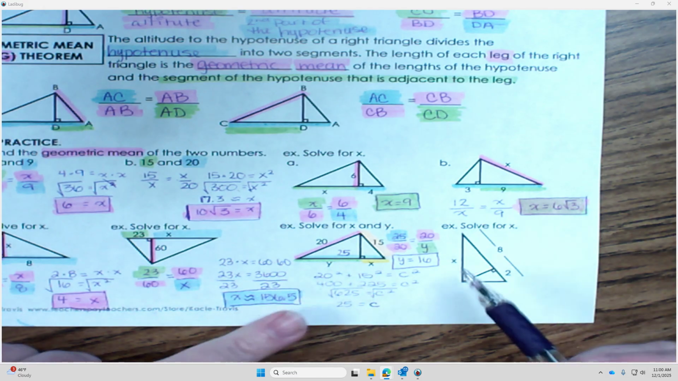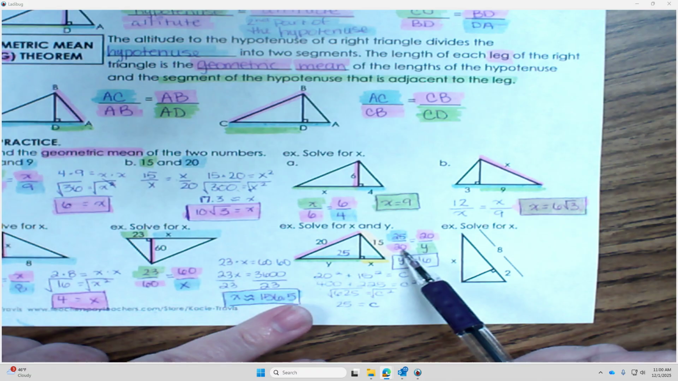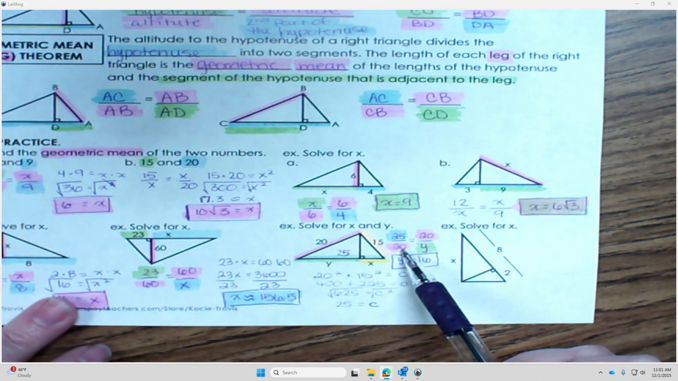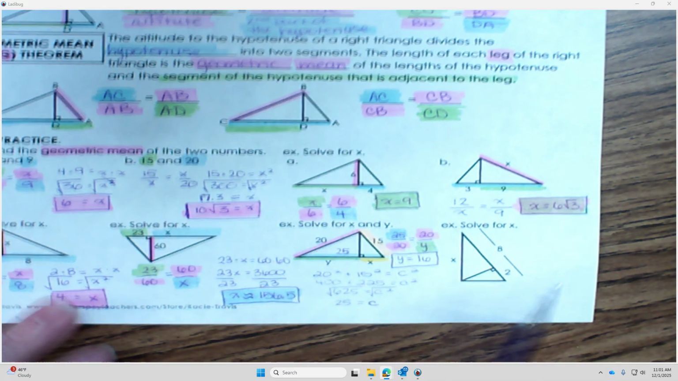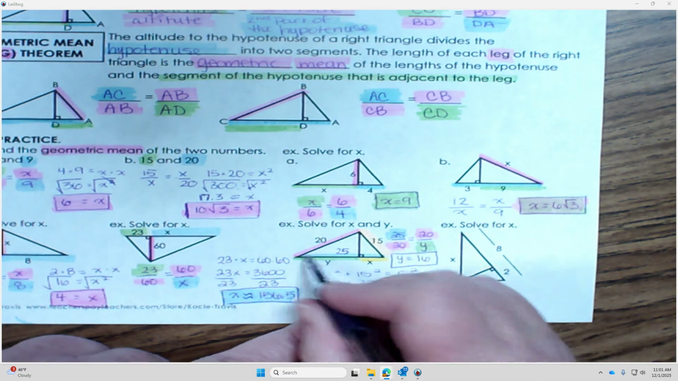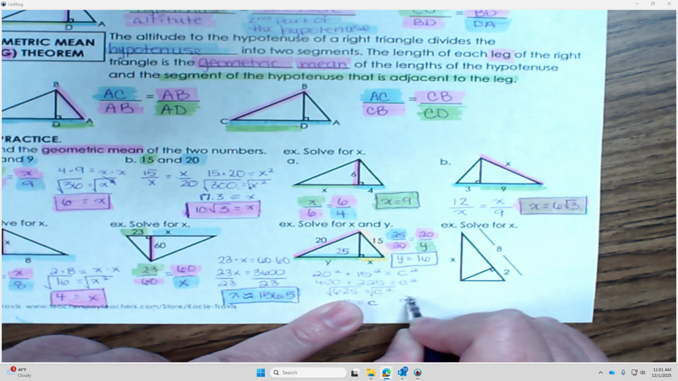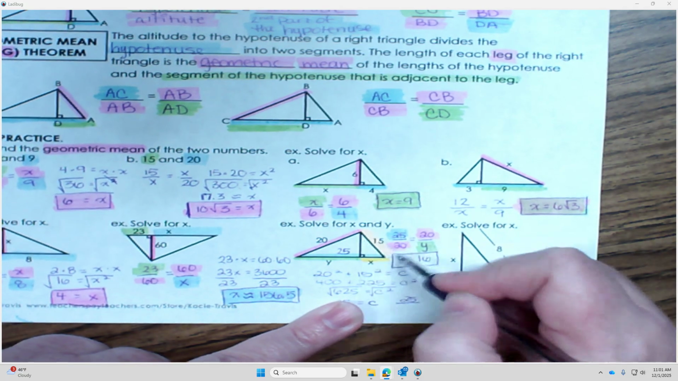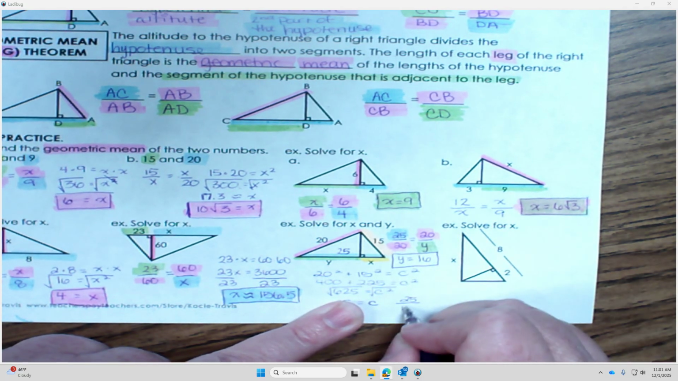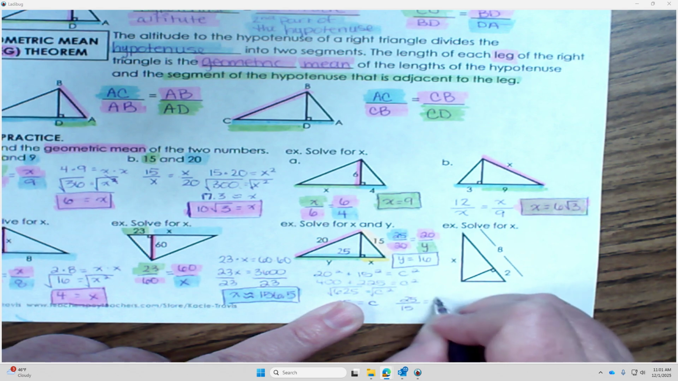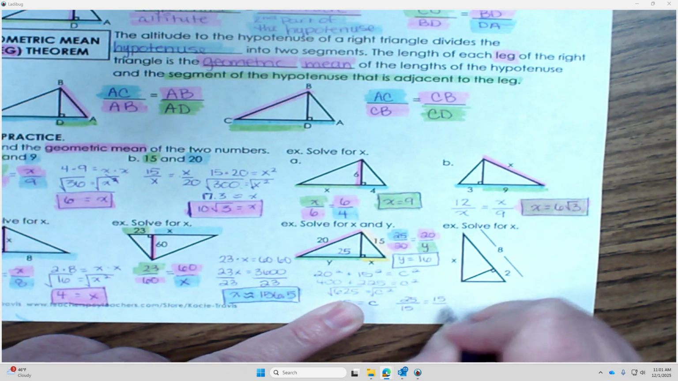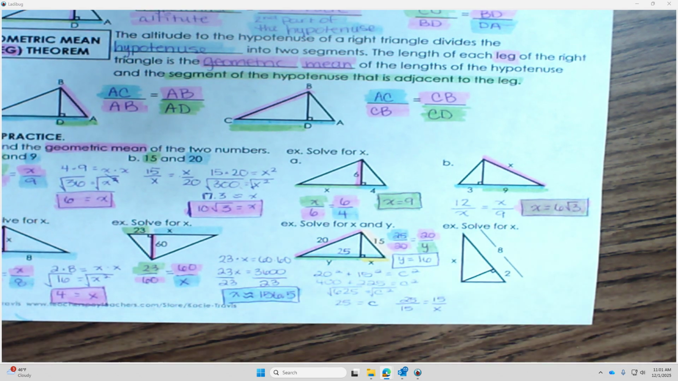So let's look back up to here. Our whole hypotenuse is still blue, so we're still going to use our whole hypotenuse, which is 25. But now my leg is 15 instead of 20. So I'm going to put geometric mean is 15 over x, which is what I'm solving for. So let's take that to the back. 25 over 15 is equal to 15 over x.